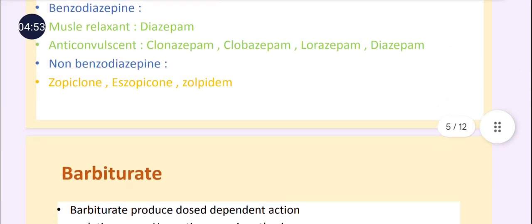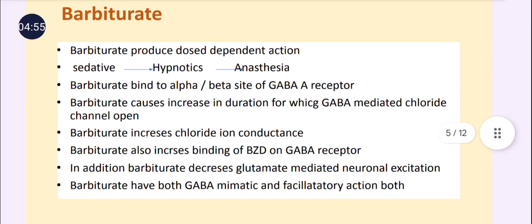Then the next part is about the mechanism of action of barbiturate and benzodiazepine class drugs. Barbiturates produce dose dependent action. In low dose it is sedative, in comparatively larger dose it is hypnotic, and at more than this dose it causes anesthesia.